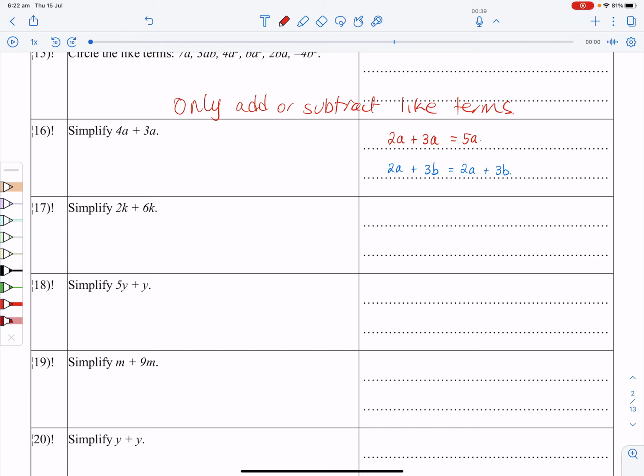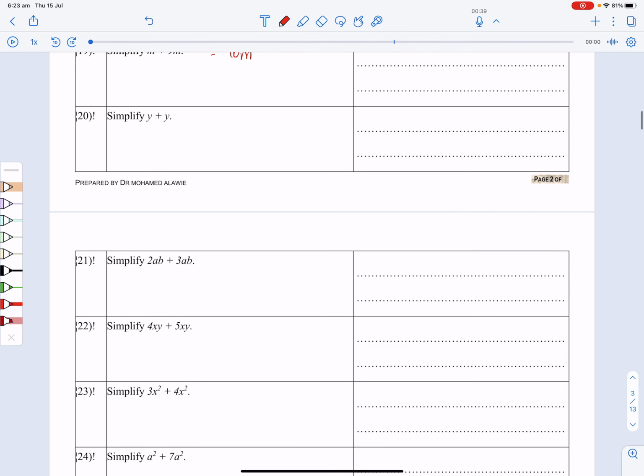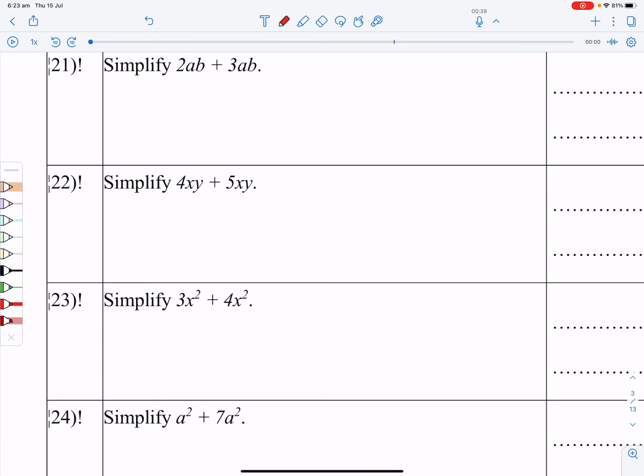So let's now have a look at question 16. 4a plus 3a is 7a. The next one, 2k plus 6k is 8k. The next one, 5y plus y is 6y. The next one, m plus 9m is 10m. And so on and so on. I think you get the idea now. Okay, they're all like terms. And moving right along, even if you look at question 22, 4xy plus 5xy is simply 9xy.